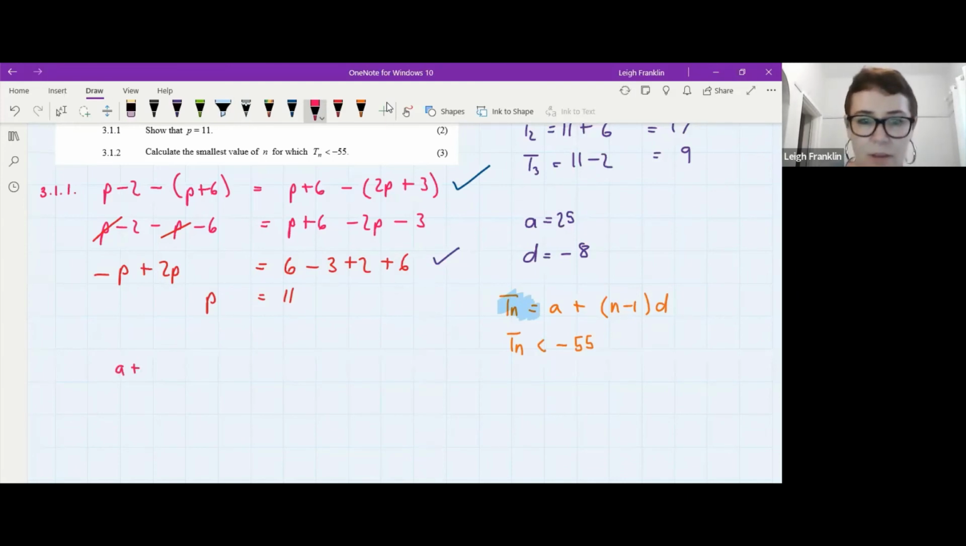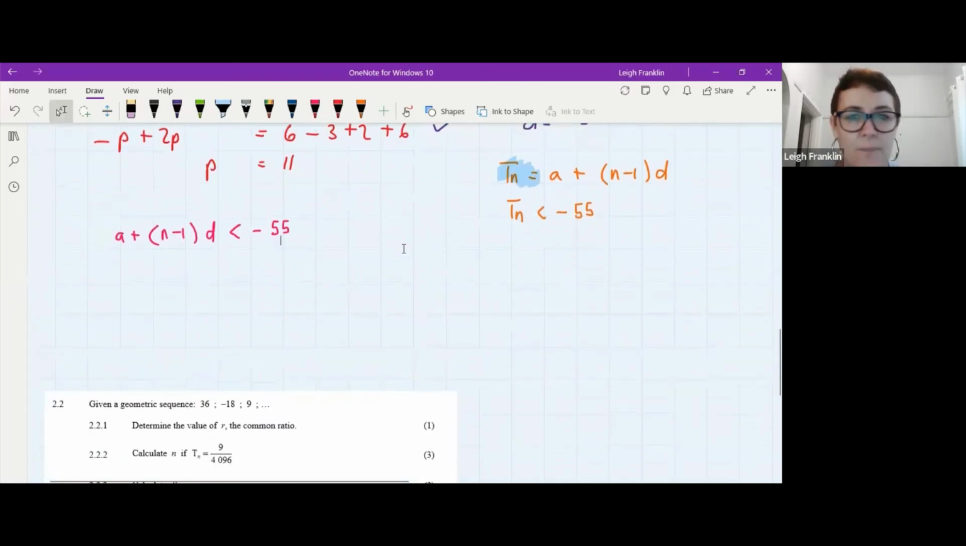Someone said something in the chat. Oh. So Tn is A plus N minus 1 D. I now want to solve for N when this Tn is smaller than negative 55. Can you see how it's becoming an inequality? Does that make sense to everybody? Do you understand why I've done that? Yes, ma'am. Okay, thanks, Amanda.